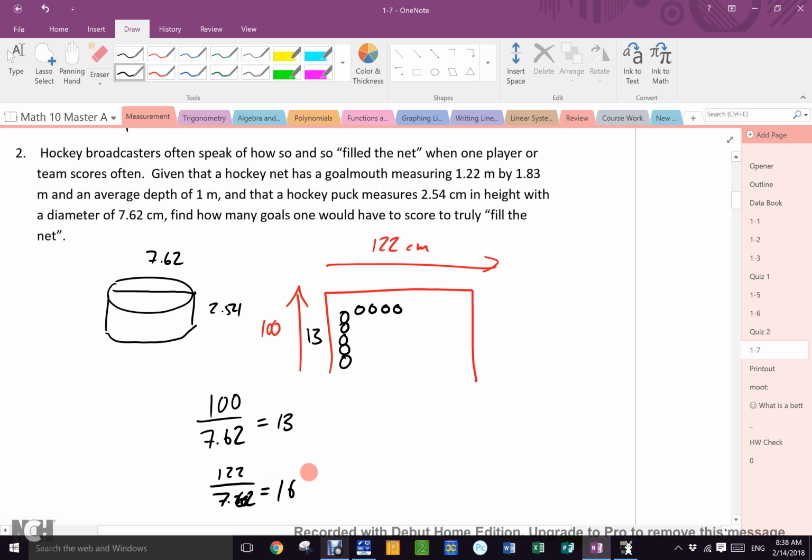16. So I know that my base of my stack of pucks is 13 by 16, right? So how many pucks are on the ice? 13 by 16, which is what? Because length by width. 208. There's 208 pucks on the ice. What is the third dimension of the net?